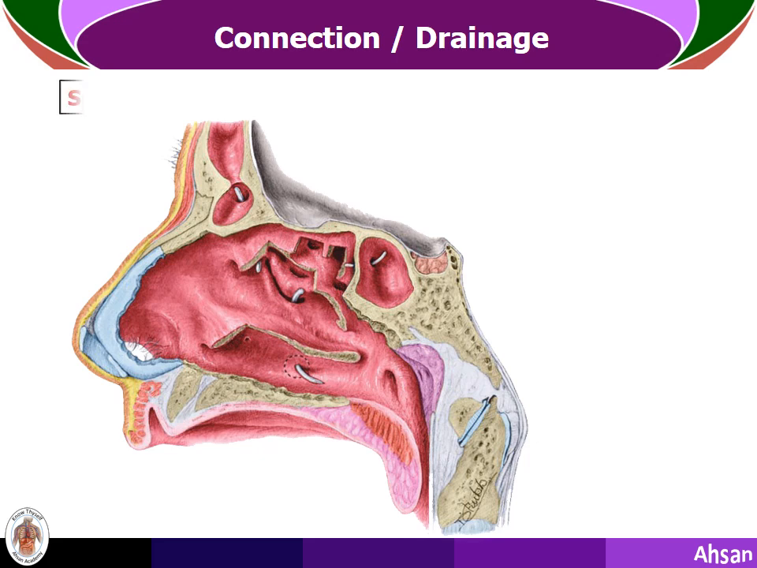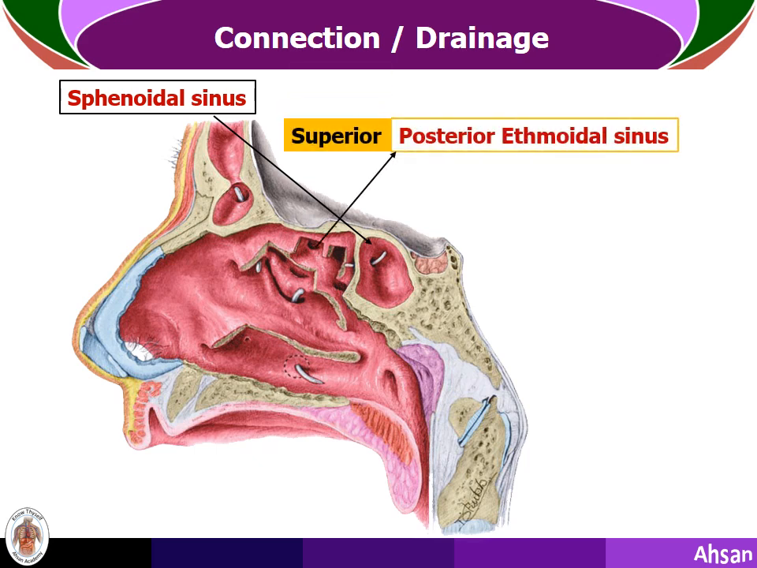The first one I am showing is the sphenoidal sinus. See, this is opening into the sphenoethmoidal recess, which is above and posterior to the superior concha that we have just discussed. Below the superior concha is the superior meatus. This superior meatus has the opening of the posterior group of ethmoidal sinuses.